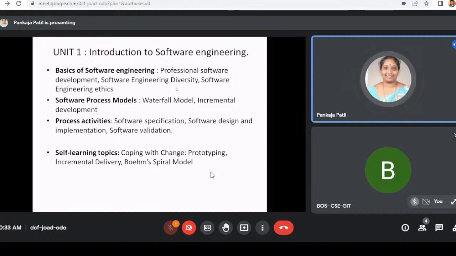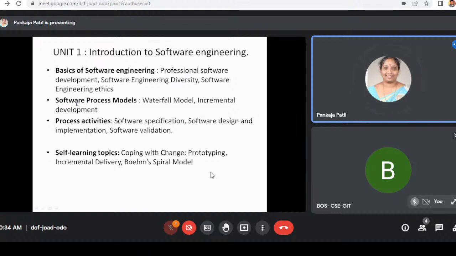So unit 1, introduction to software engineering. Here you are going to study 3 points. The first point is basics of software engineering. Here you are going to study professional software development, how to develop software by using the professional method. Then software engineering diversity and software engineering ethics. So what are the different ethics you need to follow so as to develop any software. This is the basics of software engineering.